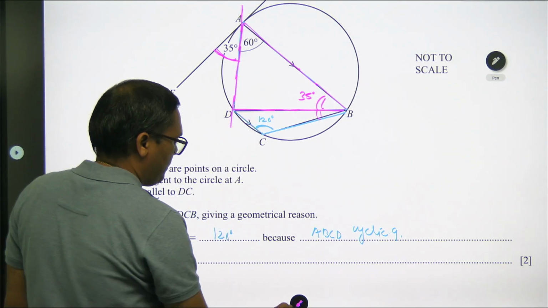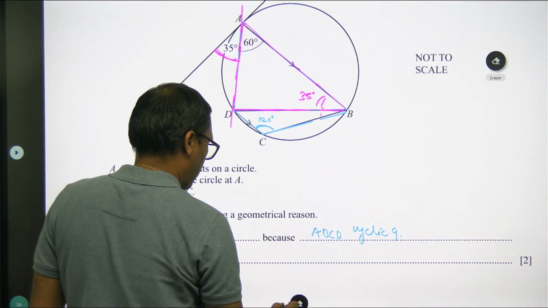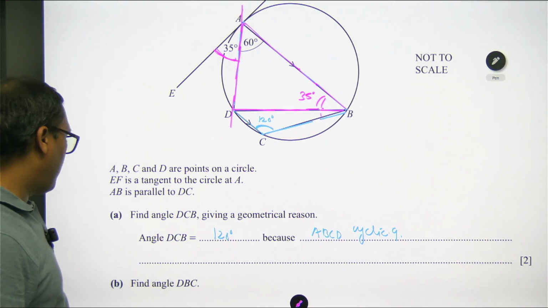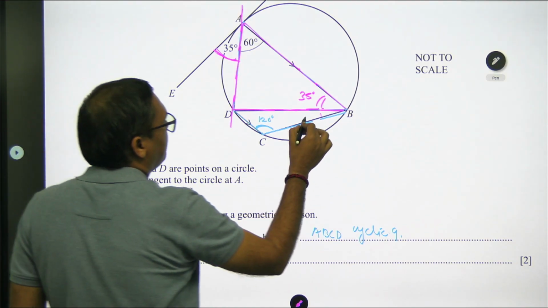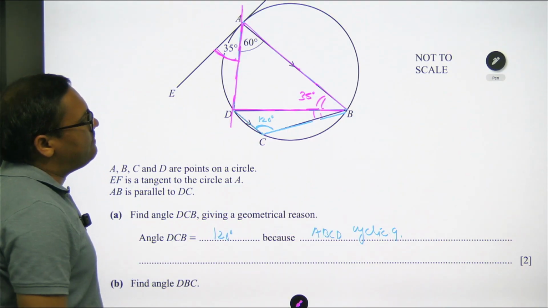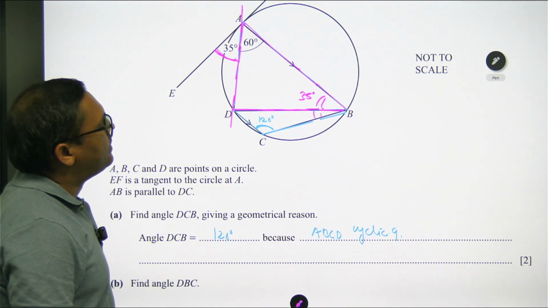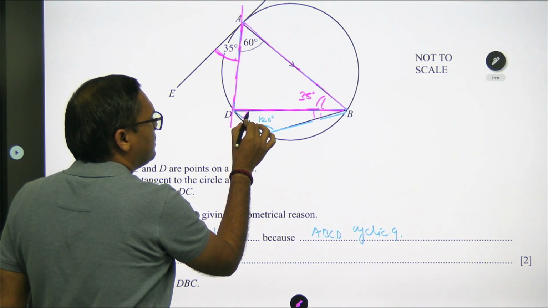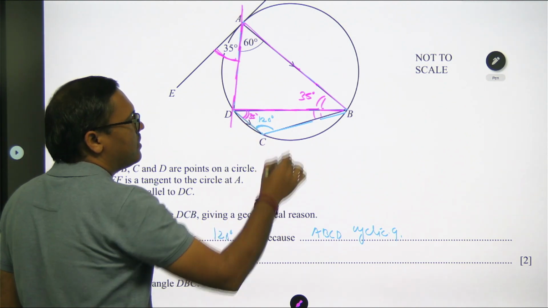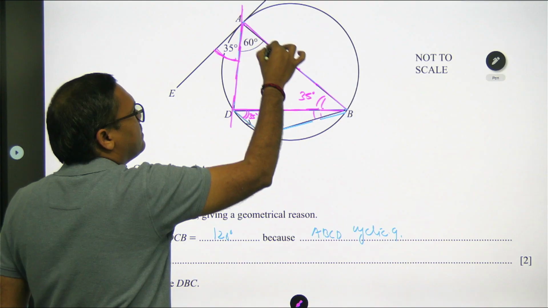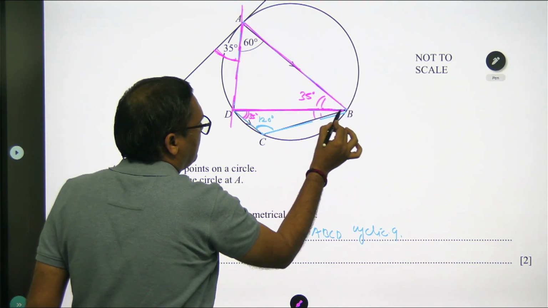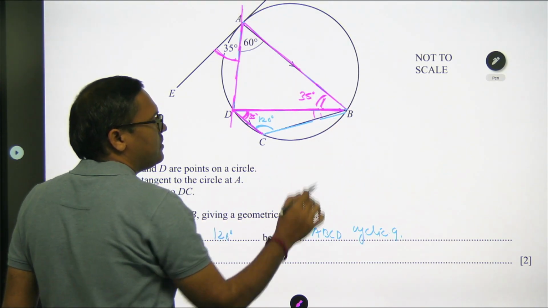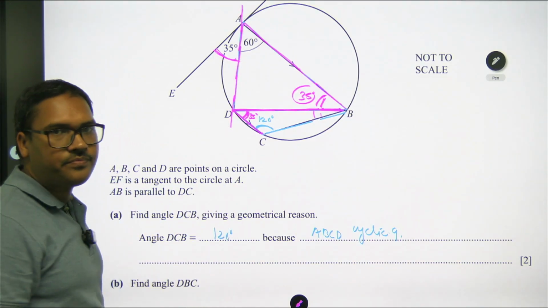Now what is given in the question? We have this 35. You have to find DBC, this angle. It is given that these two lines are parallel to each other, so this angle will also be 35 degrees because these are alternate interior angles between parallel lines. So this will also be 35 degrees.